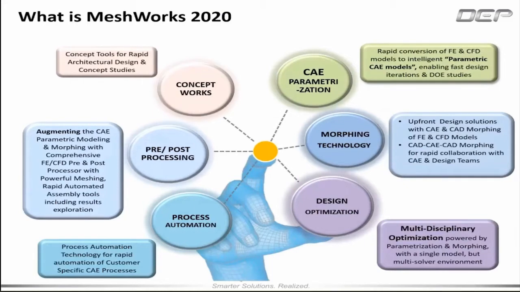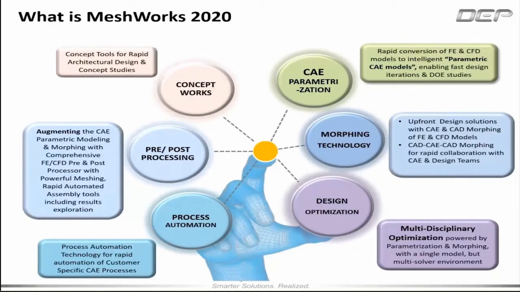Going into the next slide, which introduces MeshWorks 2020, to make it easier and comprehensive for you, what you see on the right-hand side of the slide was the leadership area of MeshWorks in its earlier releases. The focus was on morphing technology and the leadership in that area, and then the CAE model parameterization, that is the FE-CFD model parameterization.